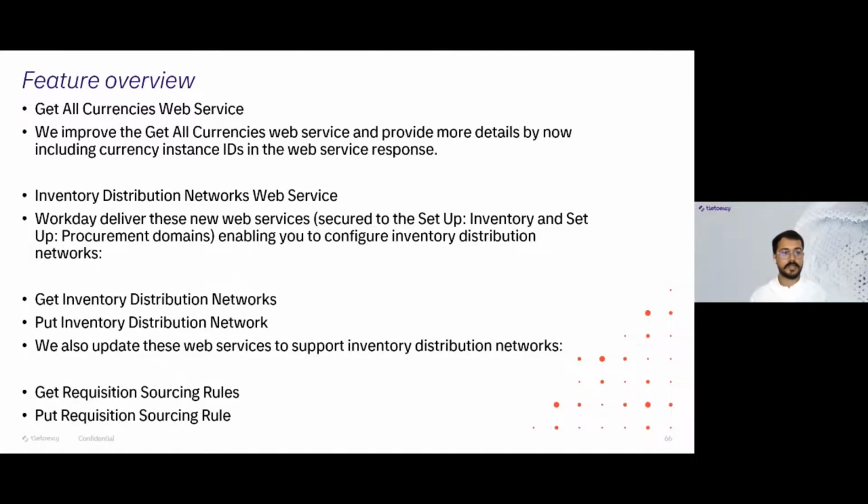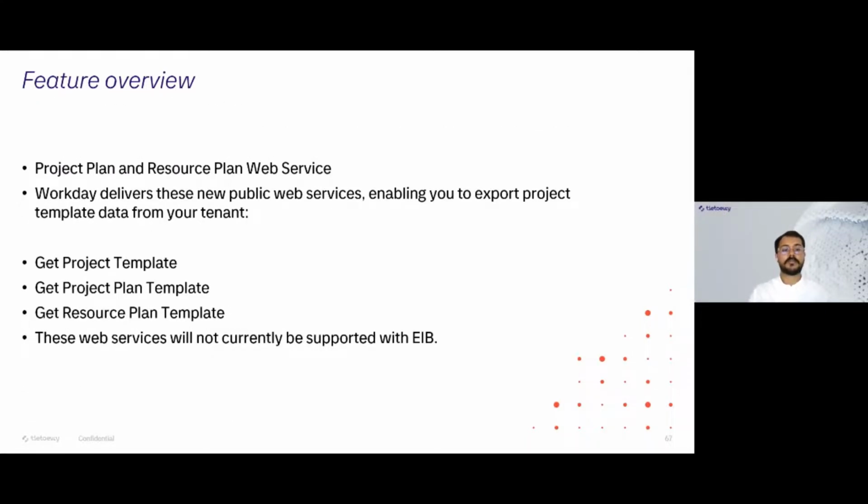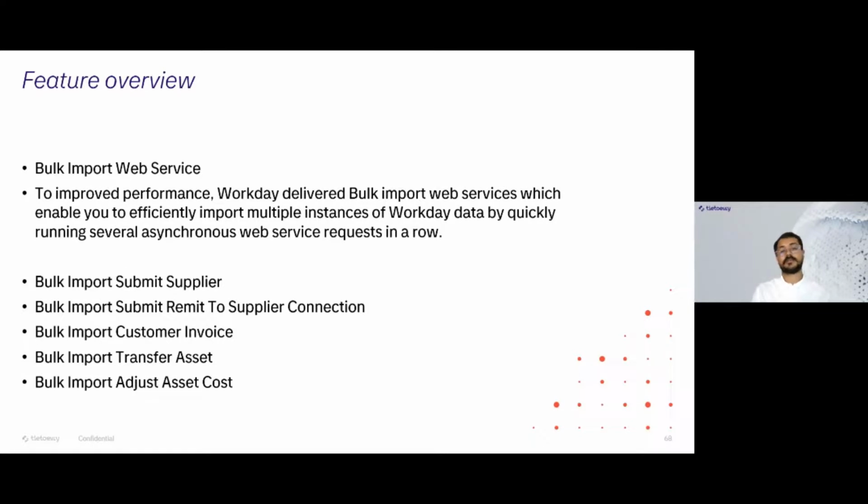We have several other web services, such as the inventory distribution network web service. Here also we are seeing changes. In the same manner, we have multiple get requisition sourcing rules, put requisition sourcing rules. Some of them were even for the bulk import web services. In the bulk import web services, this is one of the major changes they have done. They have changed and improved the performance.